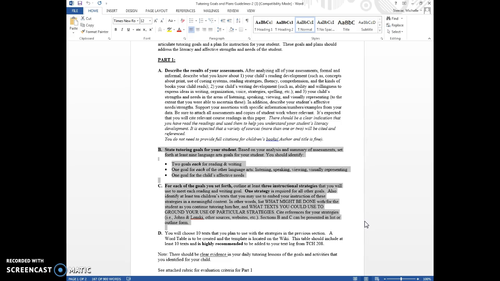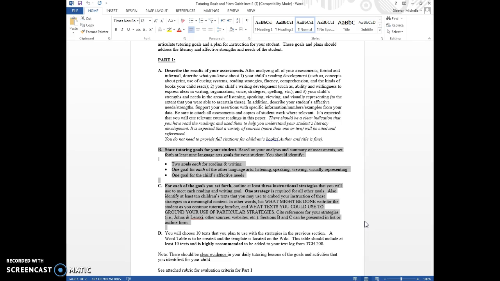So, for example, for your 2 reading goals and your 2 writing goals, your 1 goal for each of the other language arts, and your 1 goal for your effective need, you will state the goal. For example, the student will improve their fluency skills by utilizing decoding strategies. That would be an example of a reading goal. Then, under the reading goal, you will list 1, 2, 3, your 3 strategies that you plan to use to help you meet that goal.